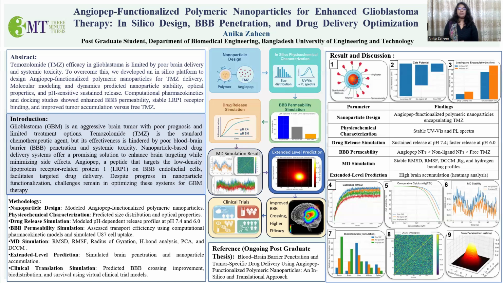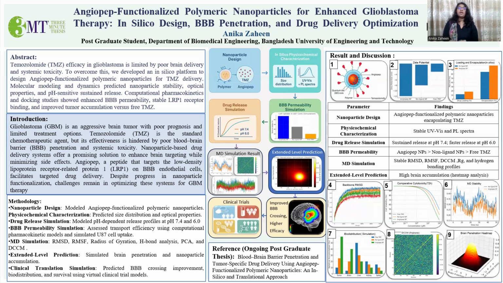So in the results section, the first picture is about Angiopep encapsulating the TMZ drug. The second picture is zeta potential, and we can see a higher negative potential of the Angiopep nanoparticle, which means that it can easily go through the blood and then it can penetrate the blood-brain barrier. The third picture is loading and encapsulation efficacy. So also the Angiopep nanoparticle has a higher loading efficacy.